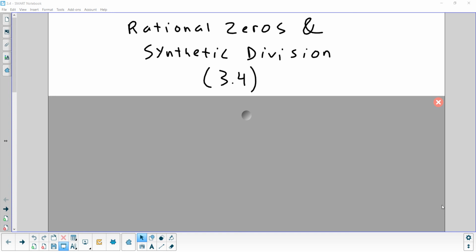So last lesson we're going to look at this week is 3.4. And 3.4 is on two different things. We're going to learn what's called the rational root theorem, and we're also going to learn how to do synthetic division.